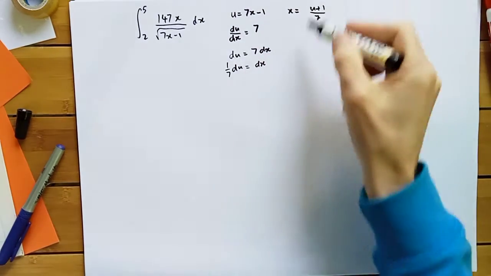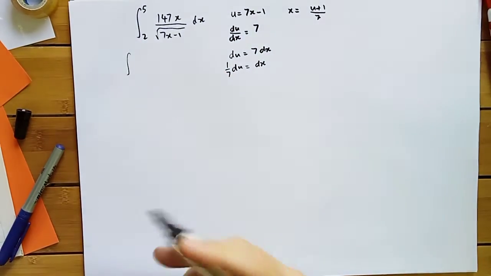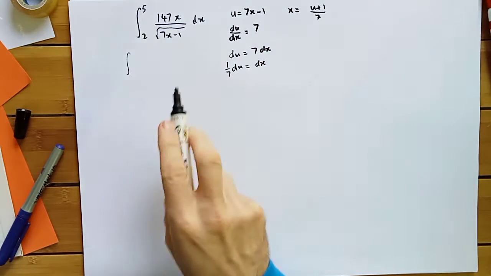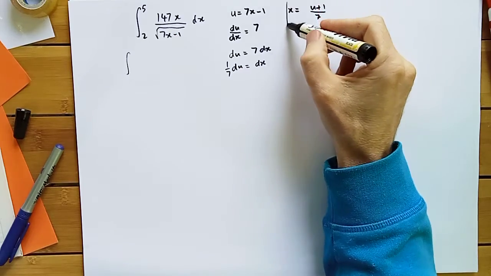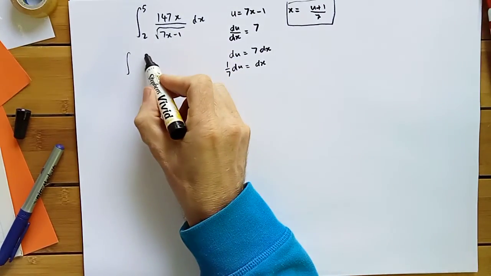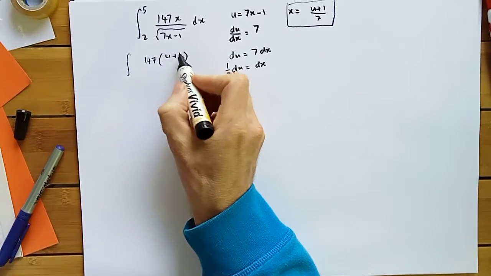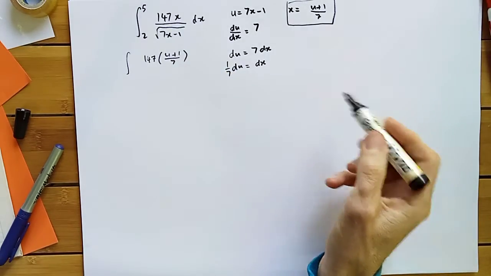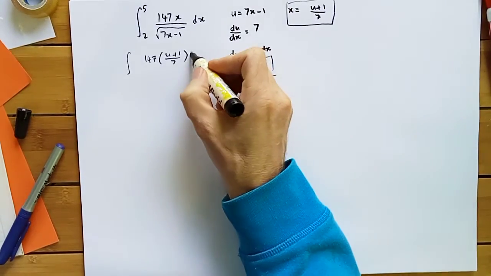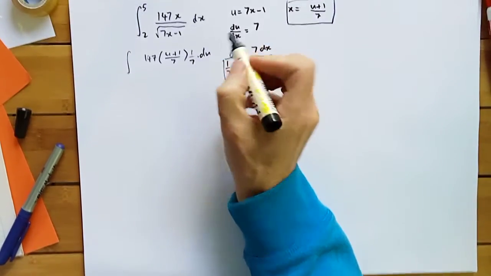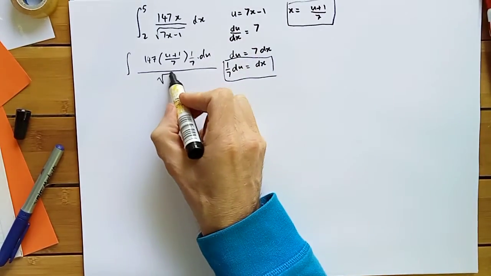So using these things that I've manipulated over here, I can put them back into this equation. For now I'm just going to keep my limits out of it. Instead of 147x, I can put 147 times what x equals. So the top line can become 147 times (u plus 1) all over 7. Now instead of dx, I can write what dx equals: dx equals a 7th du, 1 over 7 du. All divided by, well, that was a suggestion to begin with, the square root of u.